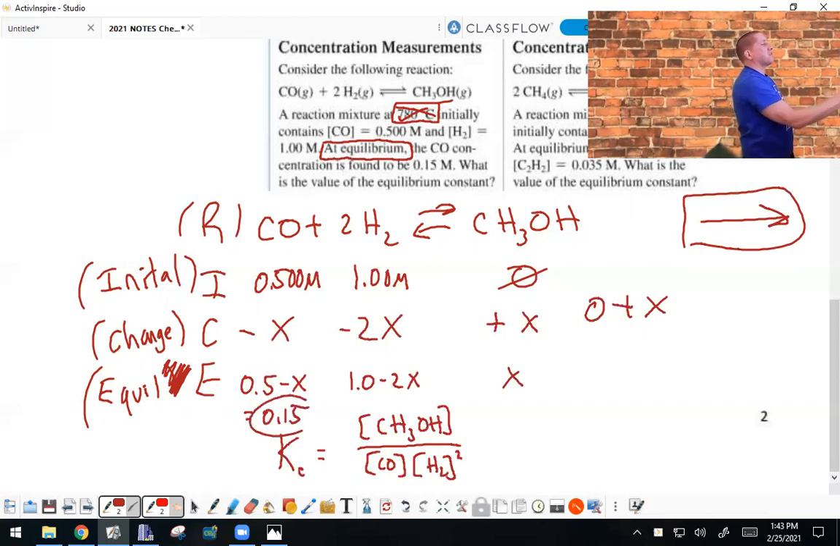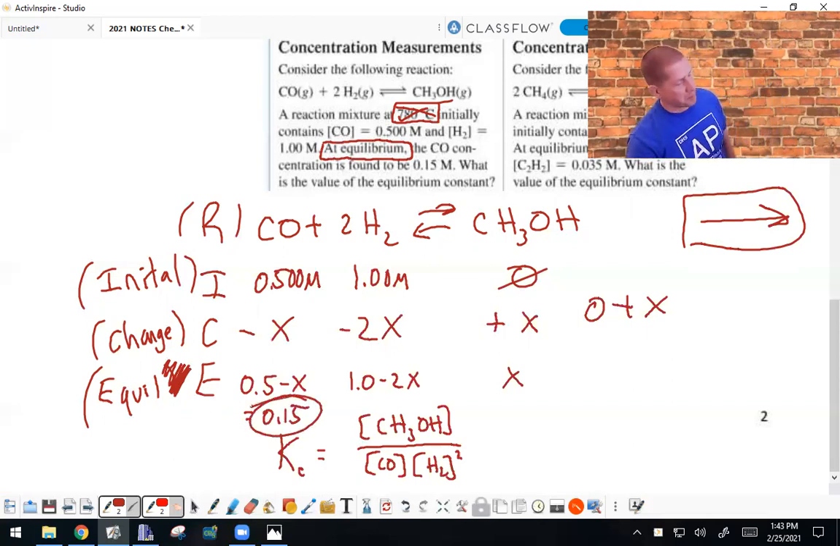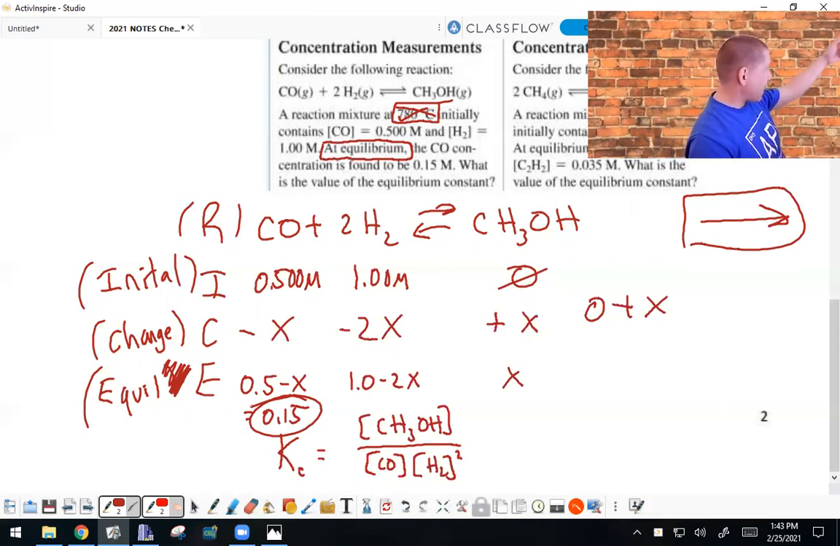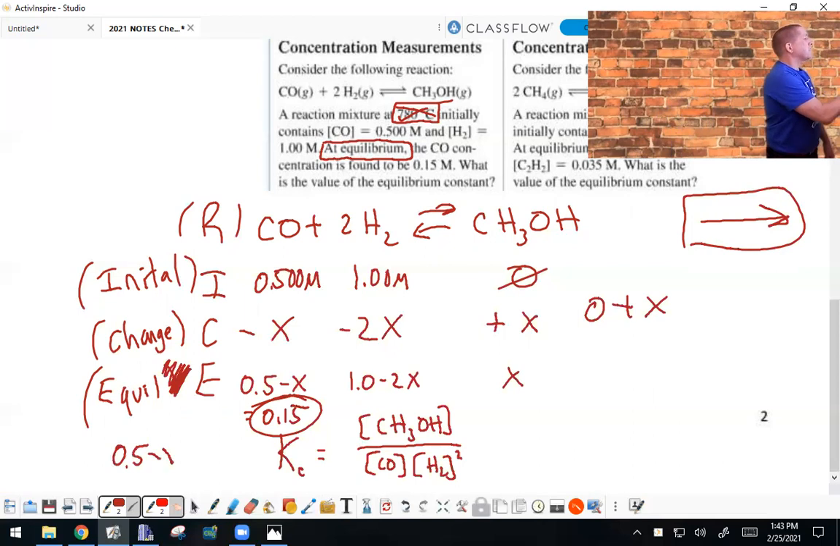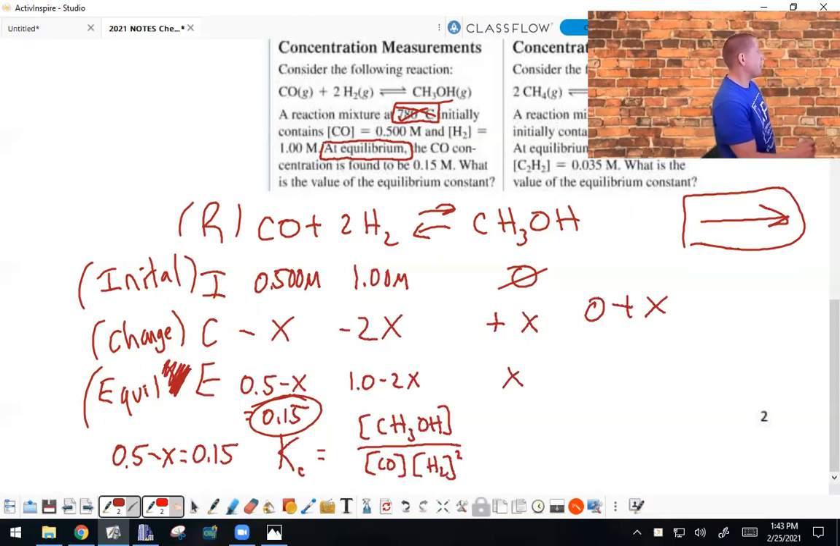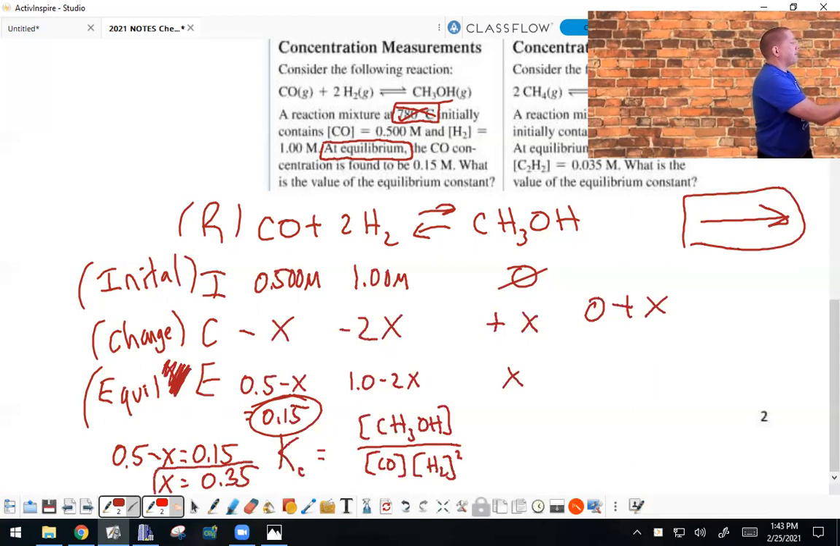0.15. Now I like to circle right there, showing me which equilibrium concentration is correct, because I have 0.5 minus x, which is what equilibrium equals, but I just said in the problem that it also equals 0.15. So now I know that 0.5 minus x equals 0.15. So that x equals 0.35.